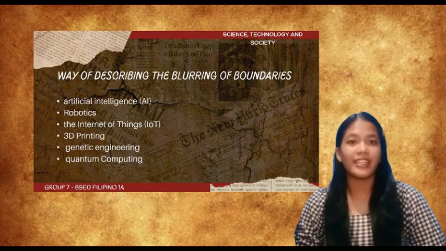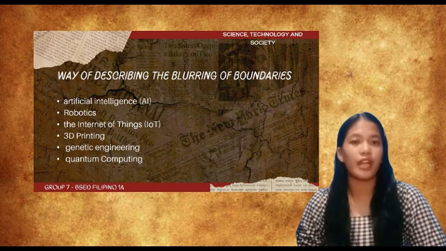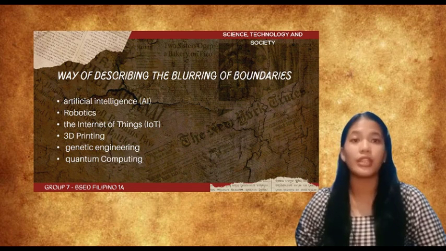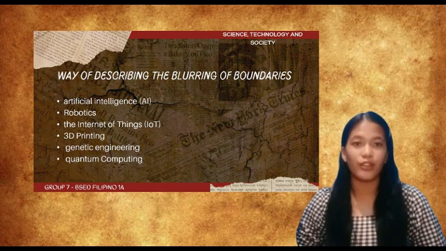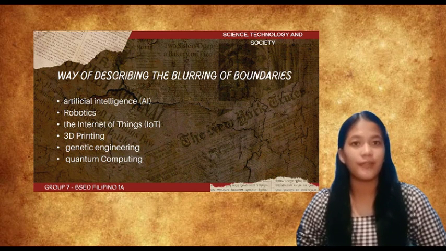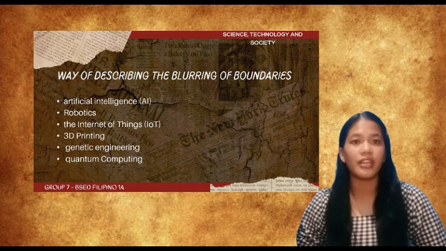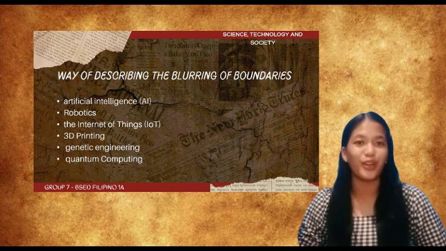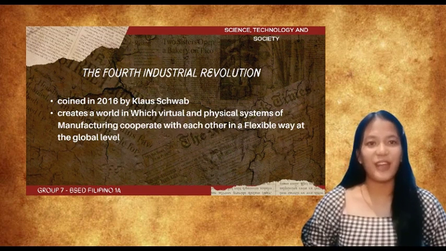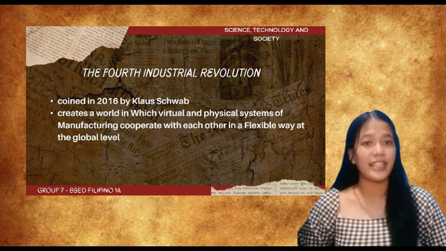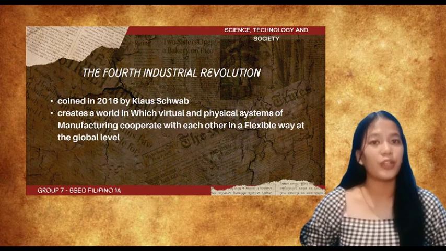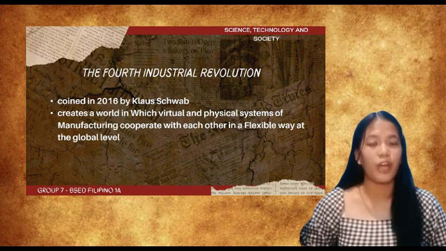The Fourth Industrial Revolution is a way of describing the blurring of boundaries between the physical, digital, and biological worlds. It is a fusion of advances in artificial intelligence, robotics, the Internet of Things, genetic engineering, quantum computing, and more. The term Fourth Industrial Revolution was coined in 2016 by Klaus Schwab, the founder and executive chairman of the World Economic Forum.